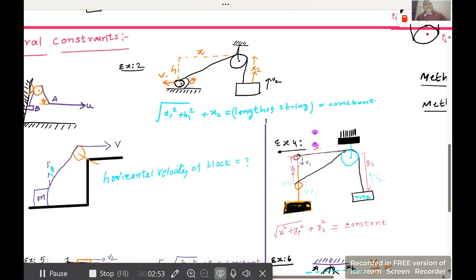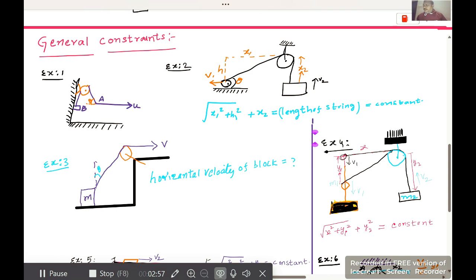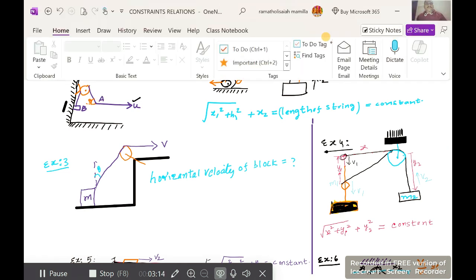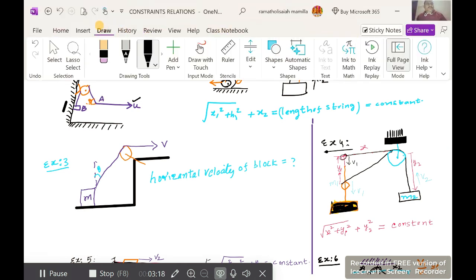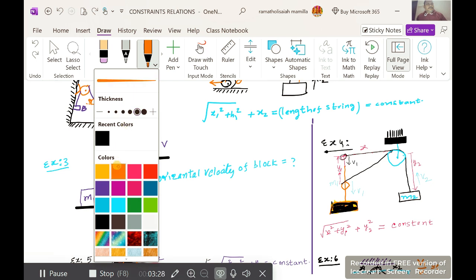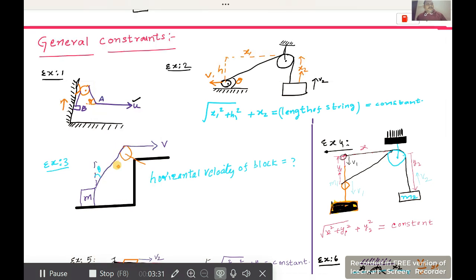Now you can see the first constraint here. A is dragging like this with velocity u. Then B will move up, right? The velocity of B is upwards, where A is moving in this direction. You observe clearly, this velocity is not along the string, right?